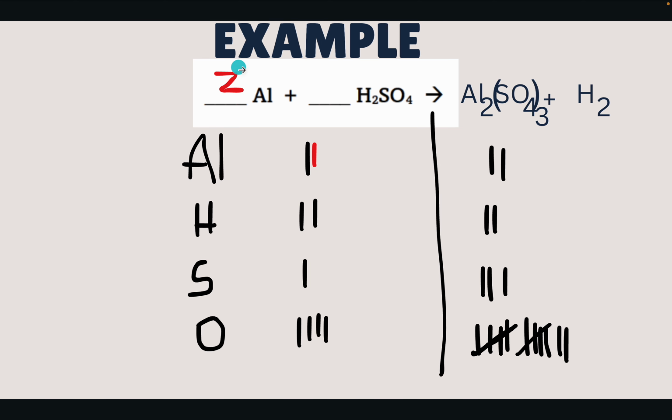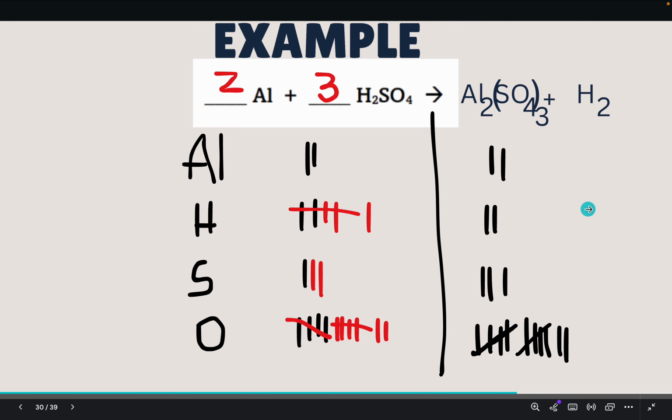We're going to first do it simple by multiplying the aluminums by 2, so these two match. Then we're going to do the sulfurs by 3, so these match, but this will also affect this and this, but we're going to fix that later.